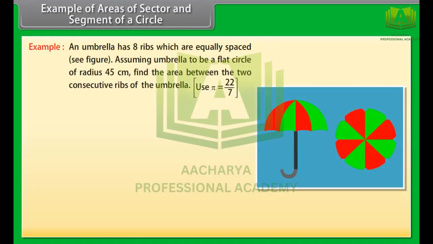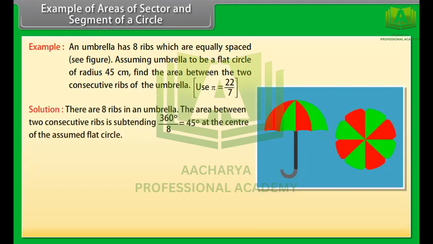Example. An umbrella has 8 ribs which are equally spaced. See figure. Assuming umbrella to be a flat circle of radius 45 centimeter, find the area between the 2 consecutive ribs of the umbrella. Use pi as 22 upon 7.